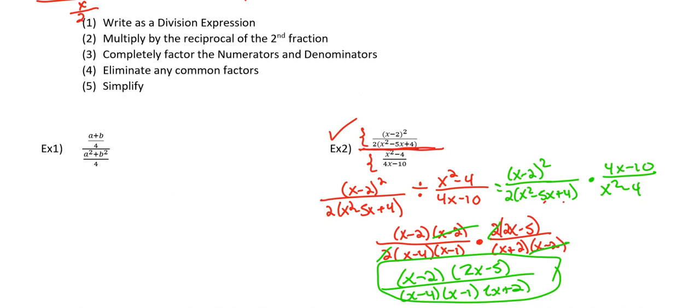And I don't feel like writing the extraneous values, but there'll be a couple values that don't work.